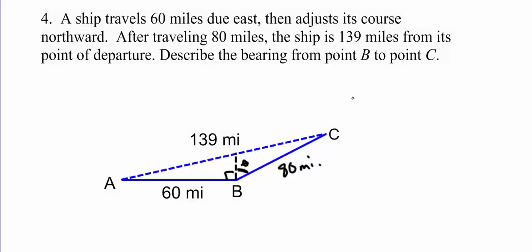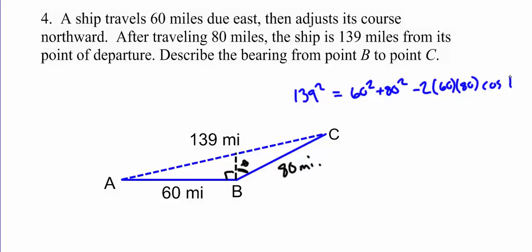And you know, we have this nice little tool called law of cosines. You might have heard of it before. That helps us to find things like missing angles in triangles where we have side, side, side information. So that's what we're going to do. 139 squared is equal to 60 squared plus 80 squared minus 2 times 60 times 80 times the cosine, and I ran out of space, sorry. We'll try writing that again. Minus 2 times 60 times 80 times the cosine. And I don't have a name for that angle. I'm just going to call it angle B for now.